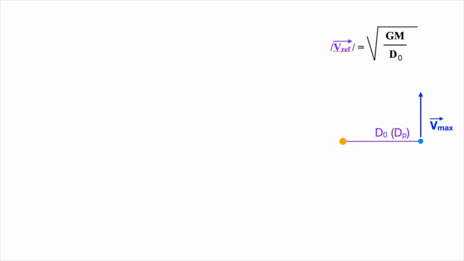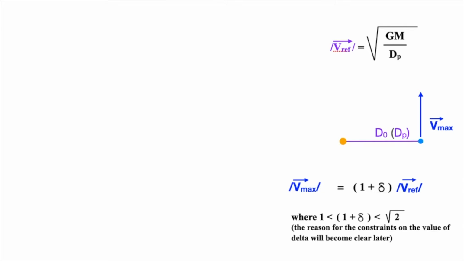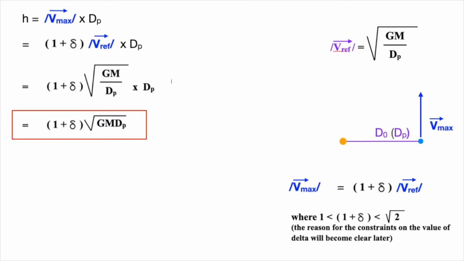For comparison, we have previously introduced vref, the velocity of a planet in a circular orbit at a distance d0 from the Sun, and we recalled the formula for its magnitude shown here, which we derived from our consideration of circular orbits. We then defined Vmax in terms of vref, as shown here. And we found an expression for the specific angular momentum in terms of dp and delta, shown here on the left.